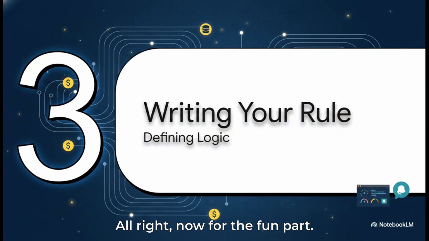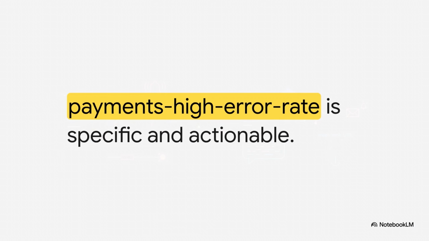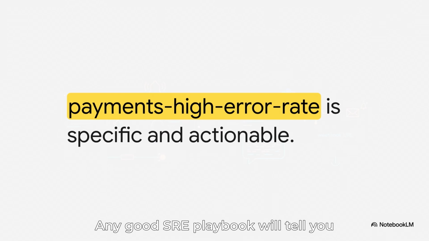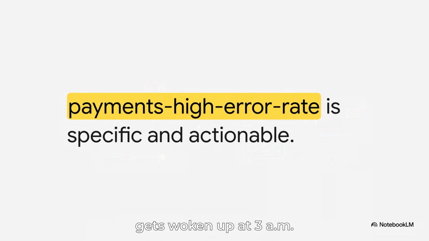All right, now for the fun part. Section 3, Writing your rule. First things first, we have to give this rule a crystal clear, descriptive name. Any good SRE playbook will tell you that the poor dev who gets woken up at 3 a.m. needs to know exactly what's broken the second they look at their phone. So payments high error rate hits the nail on the head. It is infinitely better than something super vague like, service alert.